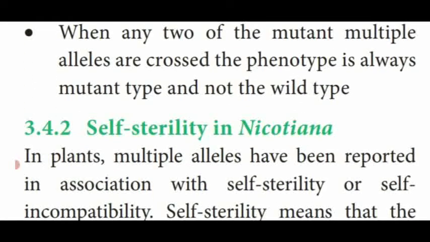When two of the mutant alleles are crossed, the phenotype is always mutant type and not the wild type. Underline the word. So there are two types of multiple alleles, wild type and mutant type. Wild type always produces the dominant character. Mutant type influences the dominant and produces an intermediate character even though crossing over is absent.